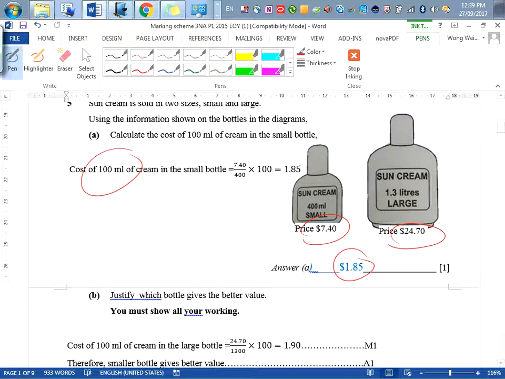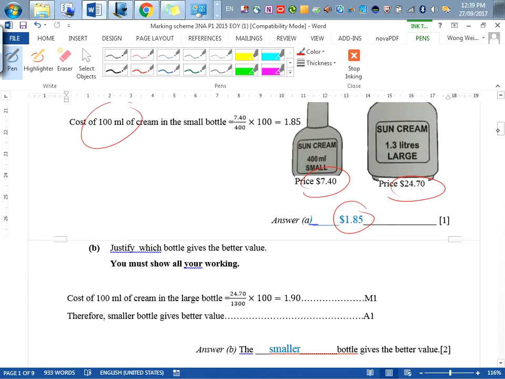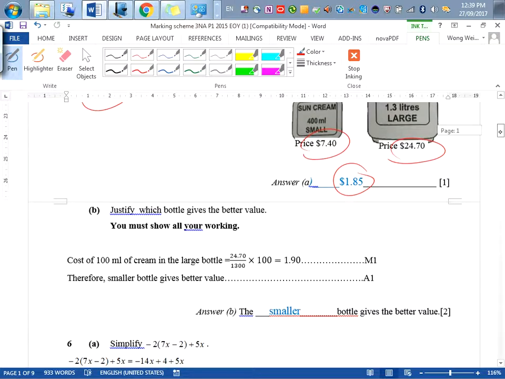So we try to find out, since we already have 100 ml for the small bottle, which costs $1.85, why not we find out how much 100 ml in a large bottle costs? So we need to divide it also. And in a larger bottle, 100 ml costs $1.90. So he should buy the smaller bottle. It costs less for the same 100 ml. I circled these two in red so that you know what to copy down already, right? Still asking the same questions.